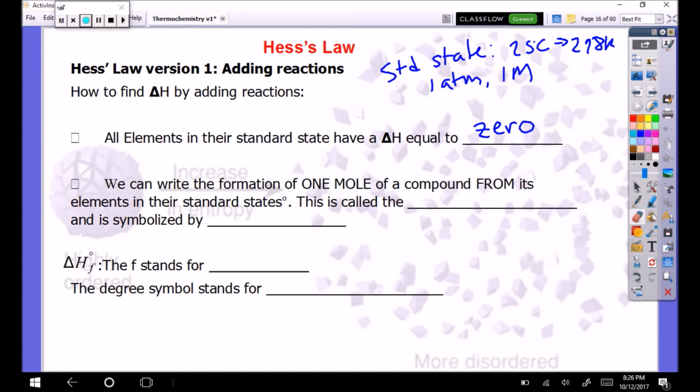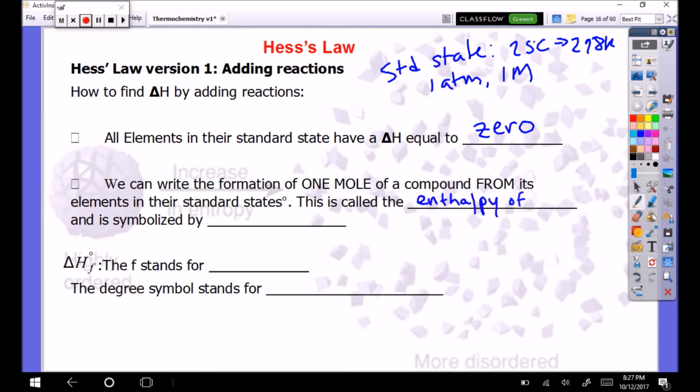So we're getting into the second method here. I think it was the second method, Hess's Law, and then we also have enthalpy of formation. They are related to each other. There's a way we can calculate enthalpy of formation another way, but Hess's Law is just the first way we can do this. So we can end up writing the formation of 1 mole of a compound from its elements in the standard state. This is your definition of enthalpy of formation.